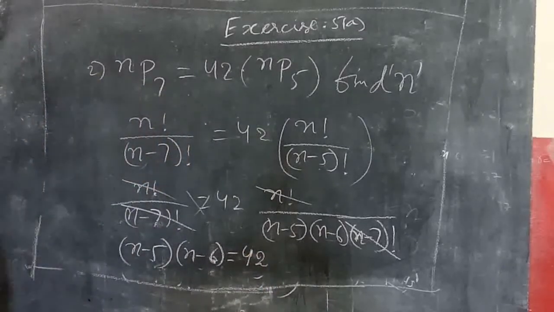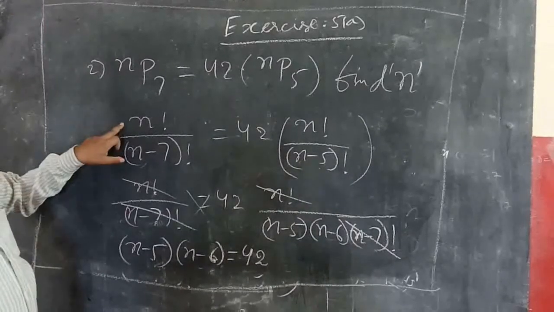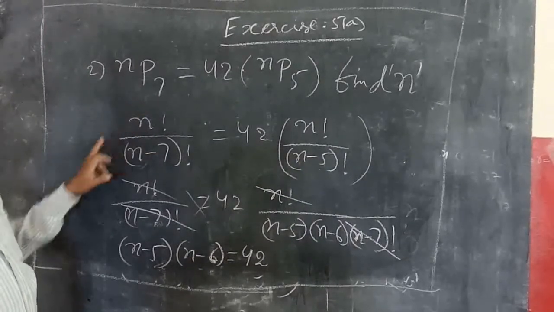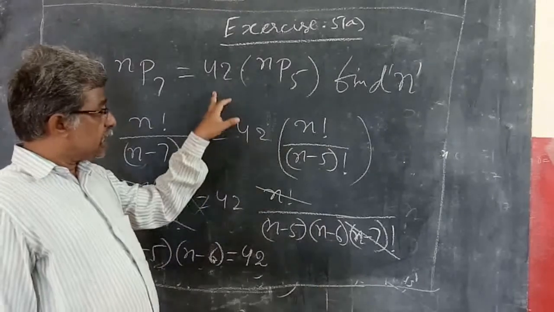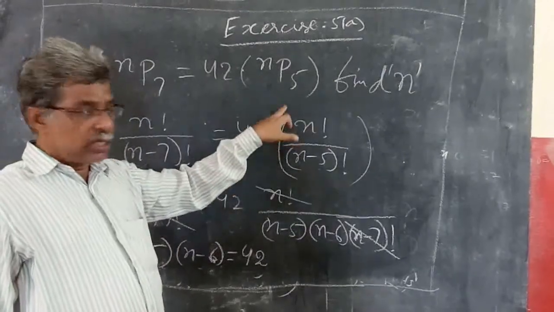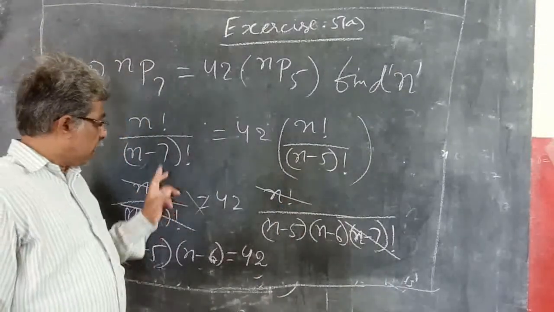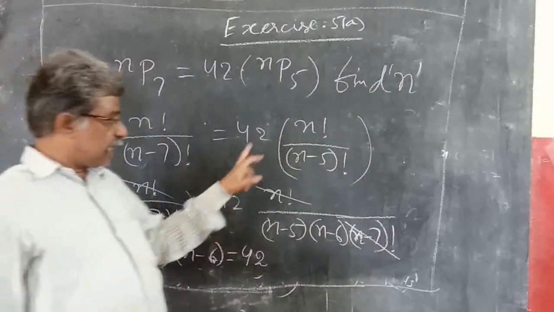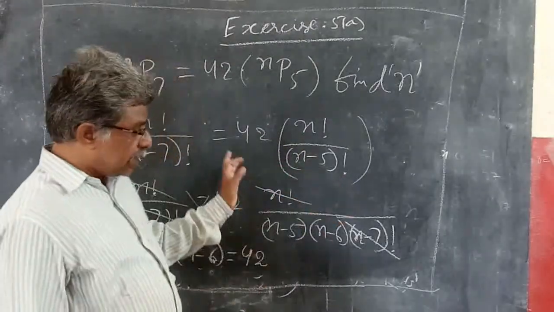(n-5)(n-6) = 42. I am repeating. nP7 is n factorial by (n-7) factorial, equal to 42 into nP5, which is n factorial by (n-5) factorial. Now I am writing this as it is: 42 into n factorial by (n-5) factorial, which I can reduce till 1.